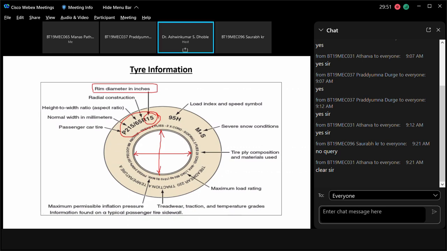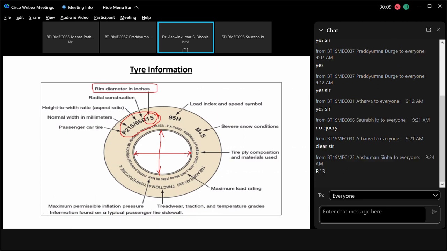What is the effect of the tire radius on the vehicle? Suppose you have, please understand this, a tire with a wheel rim diameter of 15 inches, and another one with 18 inches. So which one will be faster? In which tire will you cover more distance for the same RPM? One is 15, one is 18.